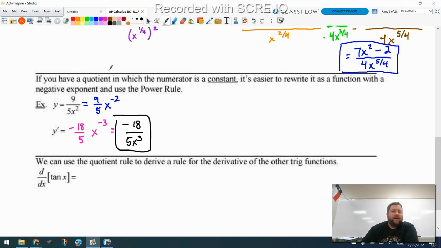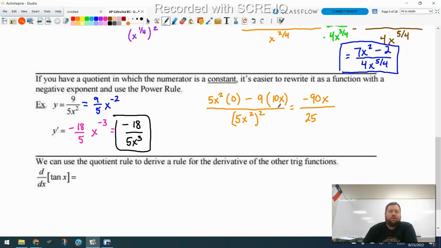All right, and just to show you that it still works the other way, but this way is so much better. So low would be 5x squared, d high would be 0, minus high, which is 9, d low would be 10x, all over 5x squared, squared. All right, so that's 0. This is negative 90x. This is 5 squared is 25. Power to a power is x to the 4th.